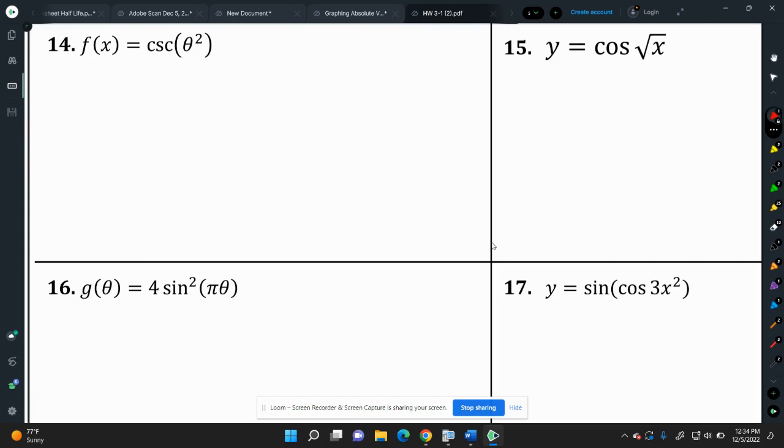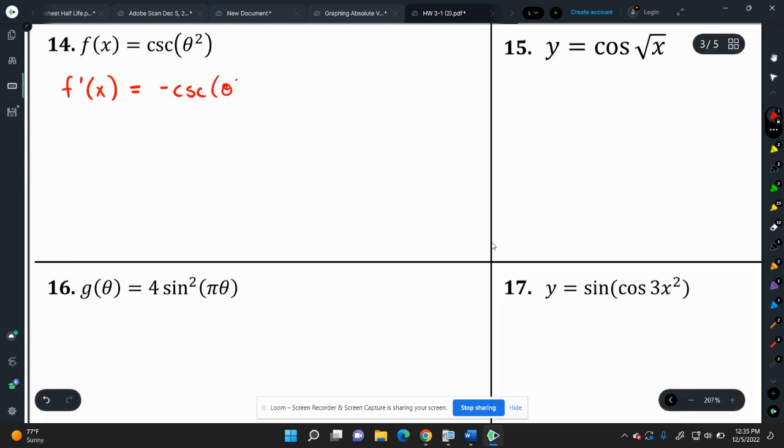So let's see. What's the outside part? Cosecant. What's the derivative of cosecant? Negative cosecant cotangent. Okay, so it's negative cosecant theta squared cotangent theta squared, right?